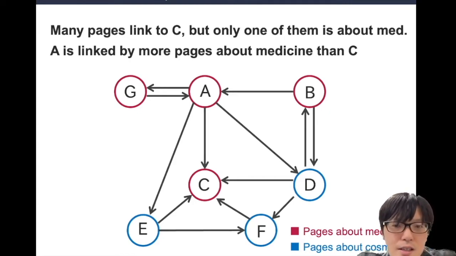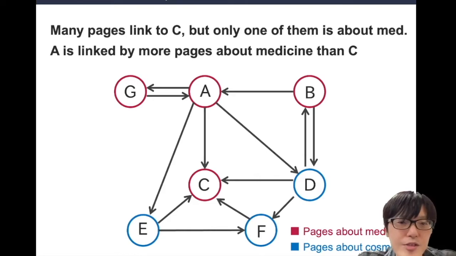On the other hand, page A is linked by, not many, page A is linked to by 2 web pages about medicine. What should we do?